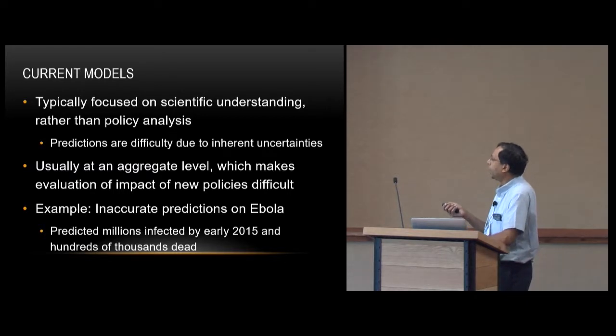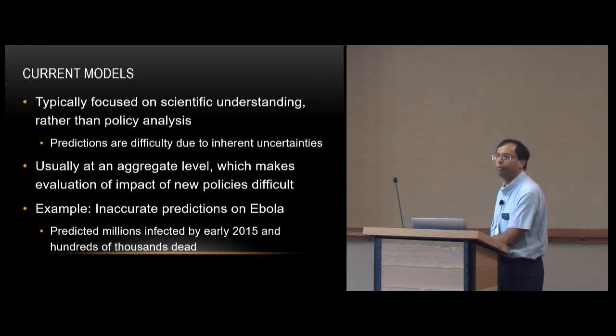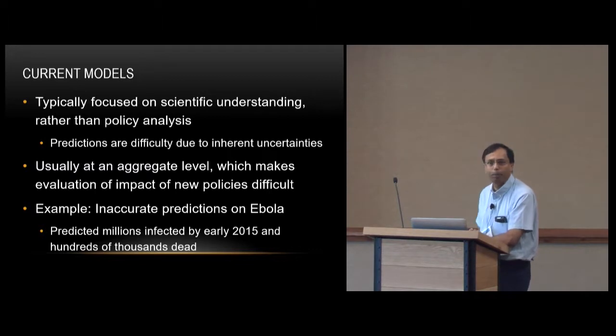The problem with current models is they're basically focused on scientific understanding rather than on policy analysis. One of the important aspects if you're dealing with a real world situation and you want to take action is that there's a lot of uncertainty. One is the data may not be available, the data may be inaccurate, and a lot of the impact of decisions depends on how people react, and people are inherently stochastic. You can't really predict what people are going to do.